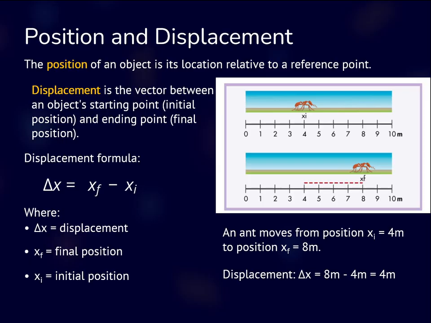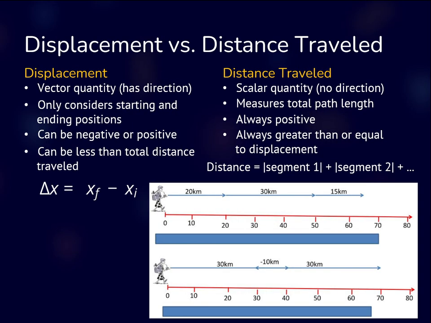Displacement is a vector, which means it has both magnitude, meaning how far, and direction, meaning which way. We calculate displacement using the formula delta x is equal to x final subtract x initial. In our example just now, our delta x is 8 meters subtract 4 meters, which is equal to 4 meters. So the sled moved 4 meters forward from its starting point. Again, a magnitude, 4 meters, and a direction, forward from its starting point.